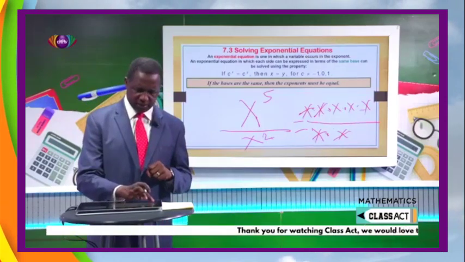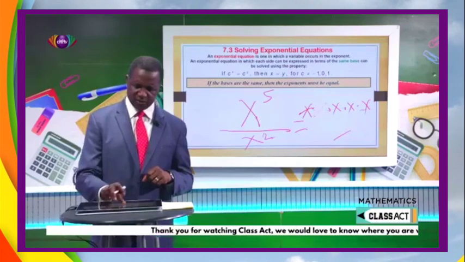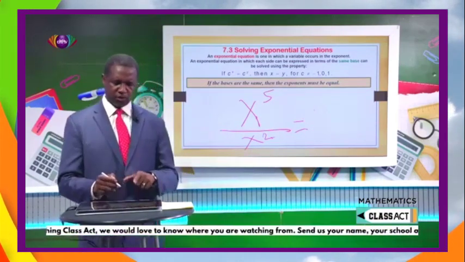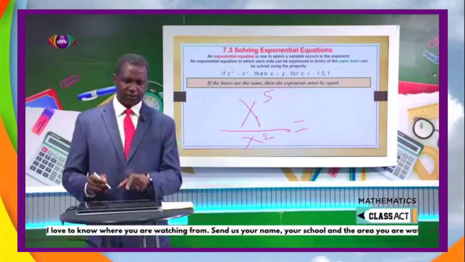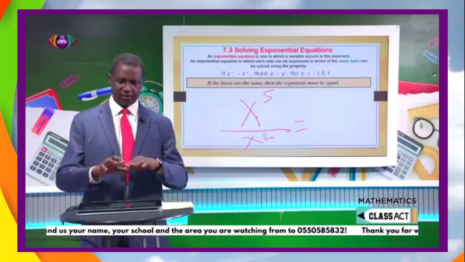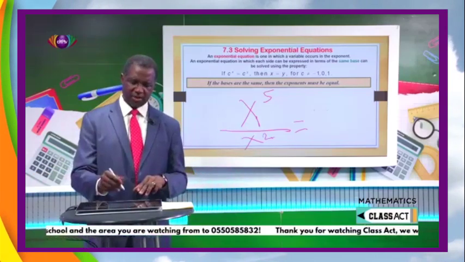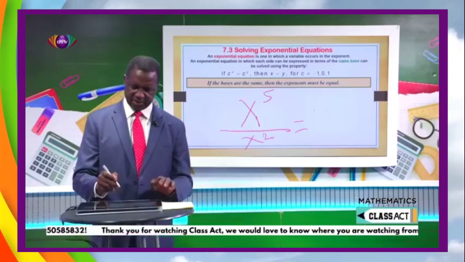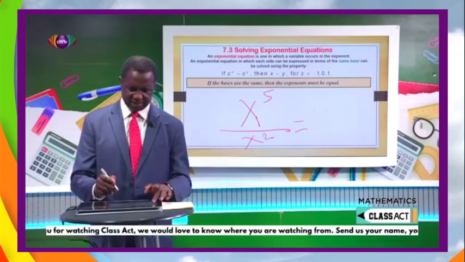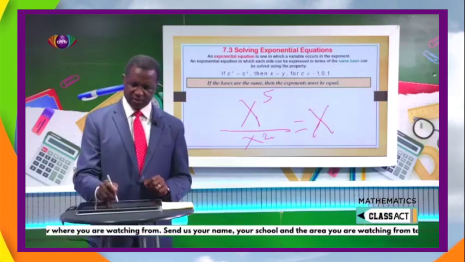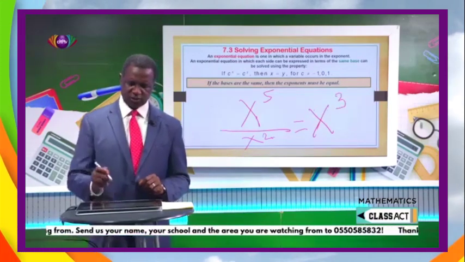So quickly, let me take this away from here so that I can write that over there for you. So x to the power of 5 over x to the power of 2, we expanded it, we cancelled out, and we were left with x to the power of 3. It's as simple as that. Now we can do some further deductions, some further conclusions.